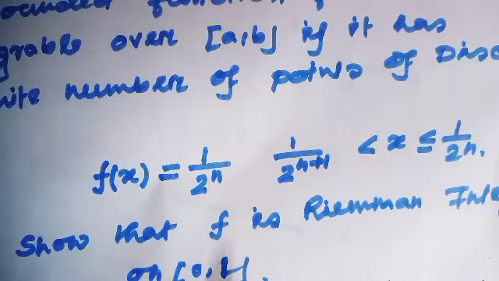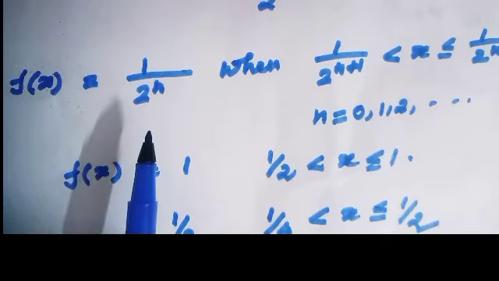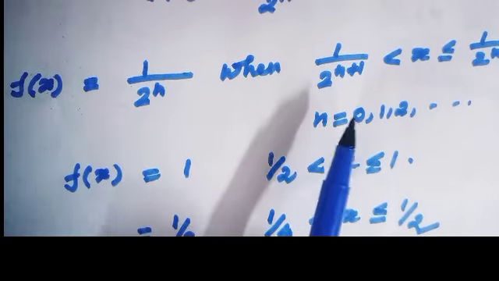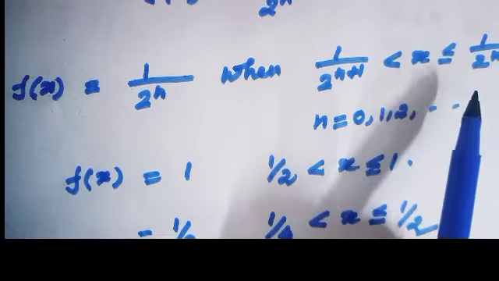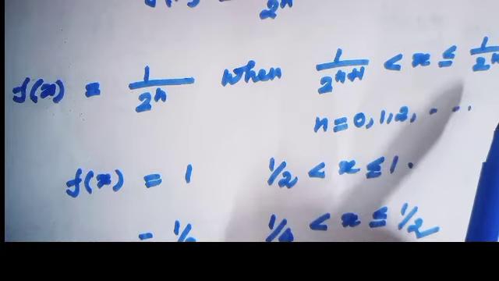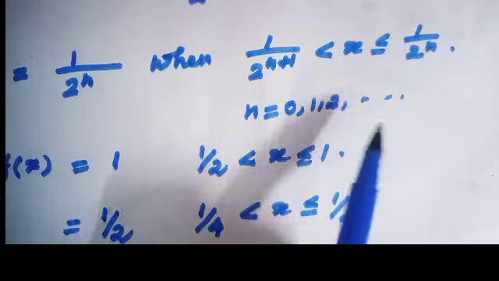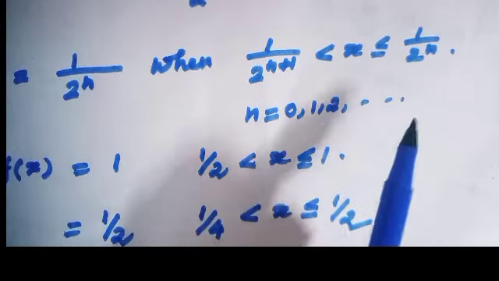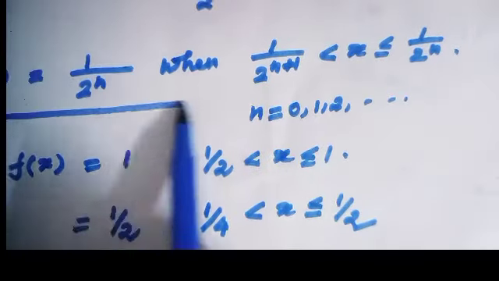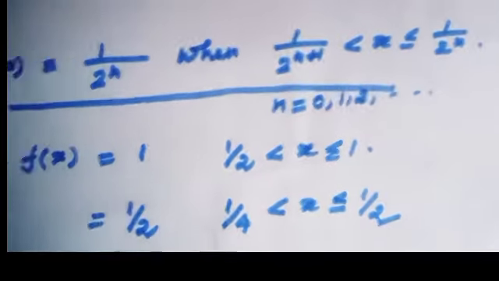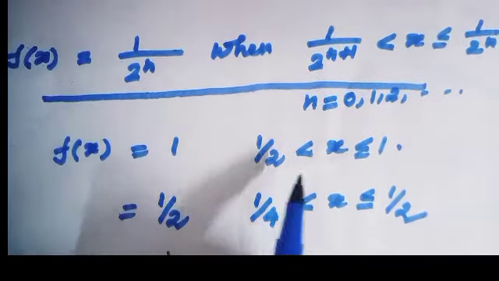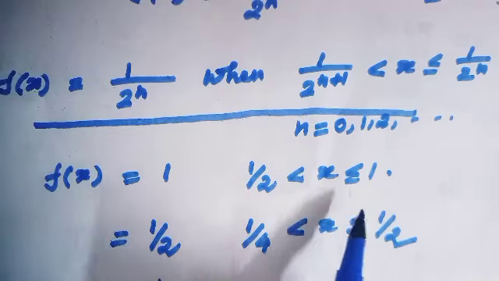We will see one example. I had seen many examples in my previous video; I will just review one example. Here f(x) equals 1 over 2 to the power n when x belongs to (1 over 2 to the power n plus 1, 1 over 2 to the power n]. When n equals 0, by this defined function f(x) would be 1 when x lies between half less than x less than or equal to 1.